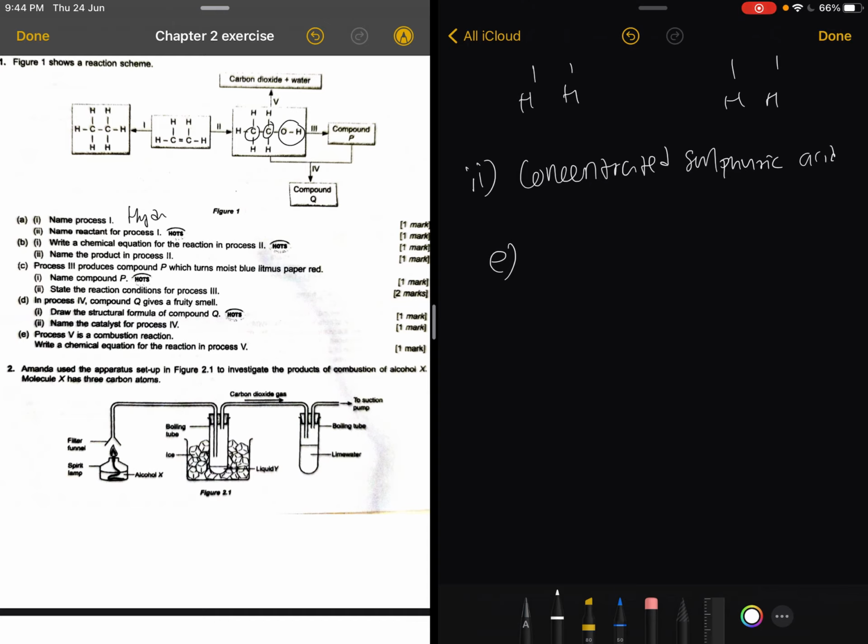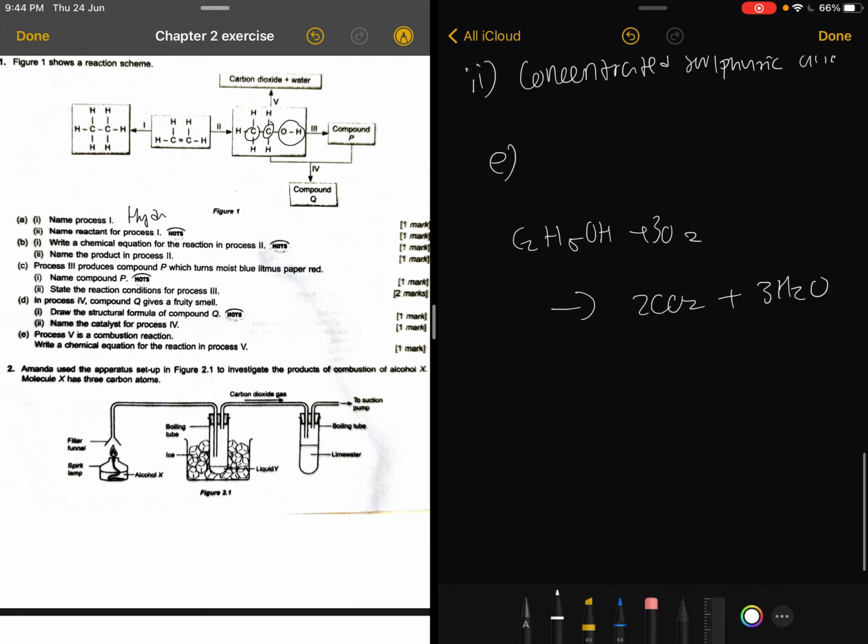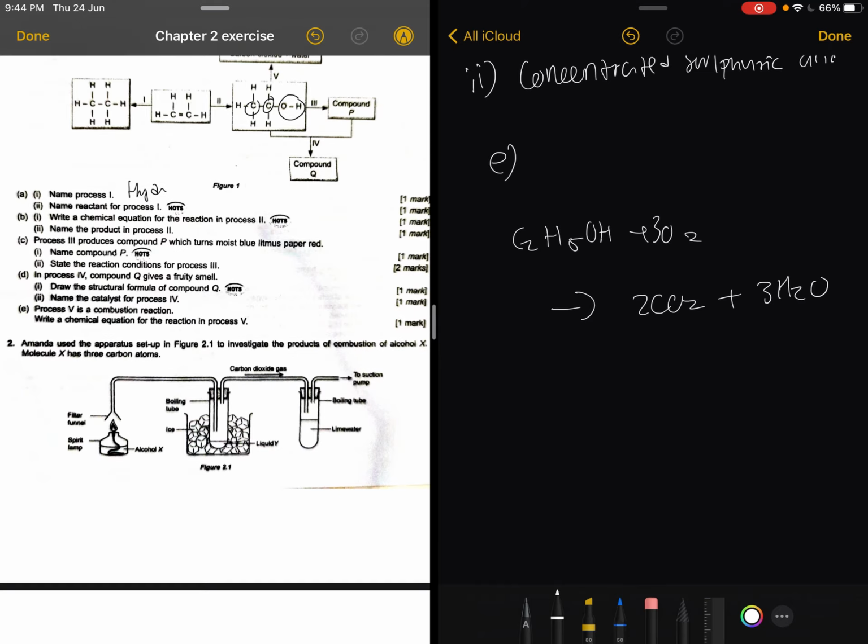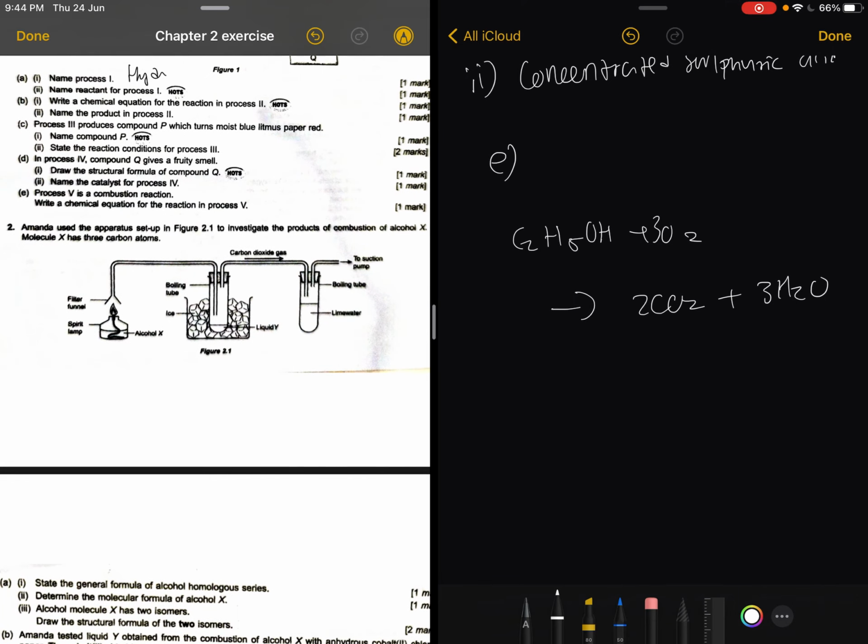Okay, process 5 is a combustion reaction. So write the chemical equation for the reaction in process 5. This one is easy. So it is C2H5OH plus 3O2, 2CO2 plus 3H2O. So it is 473. Yeah, I think that's all. Okay.